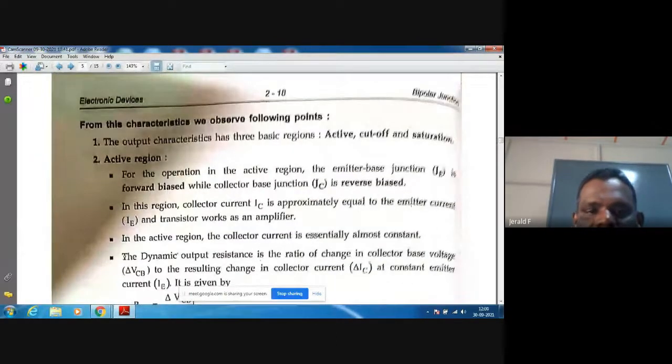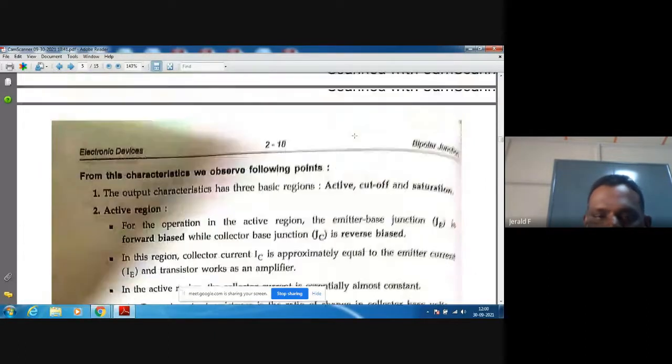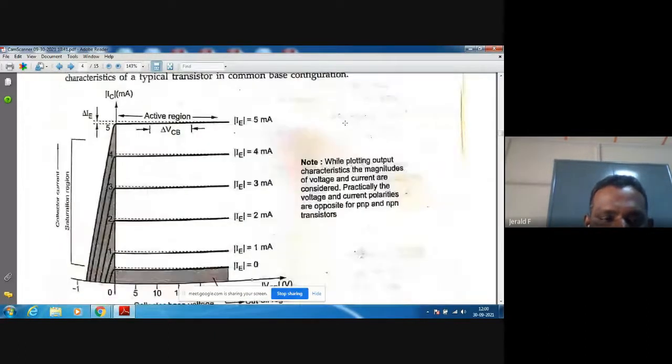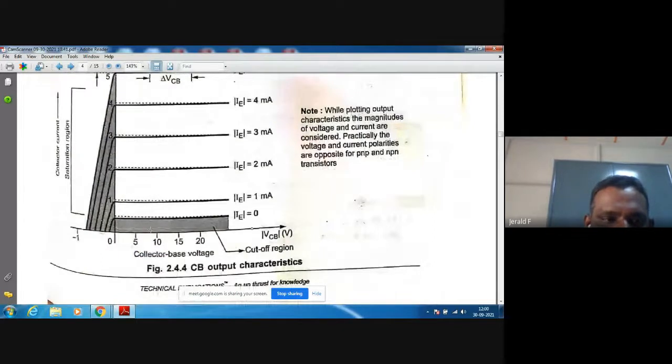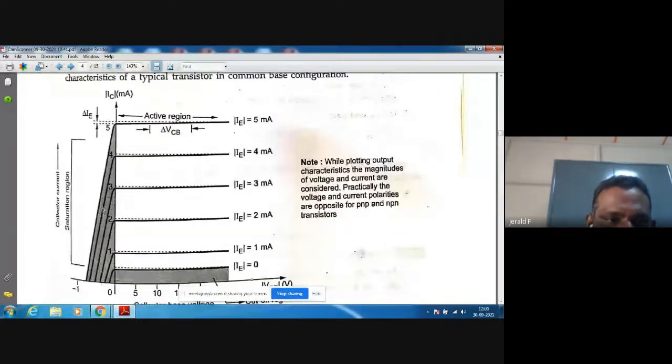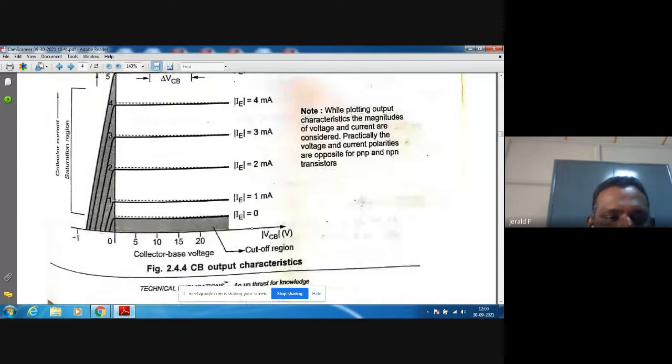Okay, so there are three regions available. First one, as already told, is the active region, cutoff region, and saturation region. What is the active region? This is the active region. This is the cutoff region, and this is the active region. This is also saturation. Everything here will be saturation. This is also the saturation region, and this one is the active region. This is very, very important. Active region is very important.